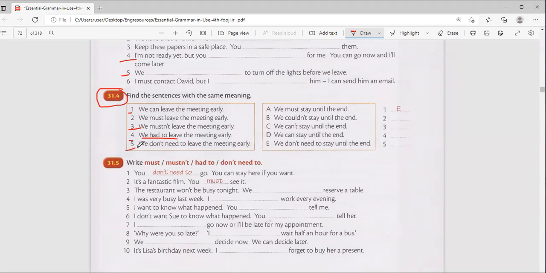Number 5. Anybody else to try? We don't need to leave the meeting early. We don't need to stay until the end? Really, look, we don't need to leave the meeting early. So that means you can't leave early? We couldn't stay until... no. You see, when someone says we don't need to leave the meeting early, we can stay until the end, isn't it?